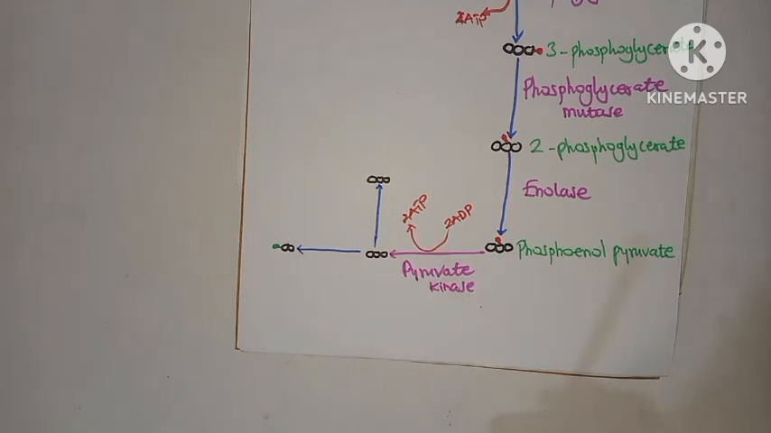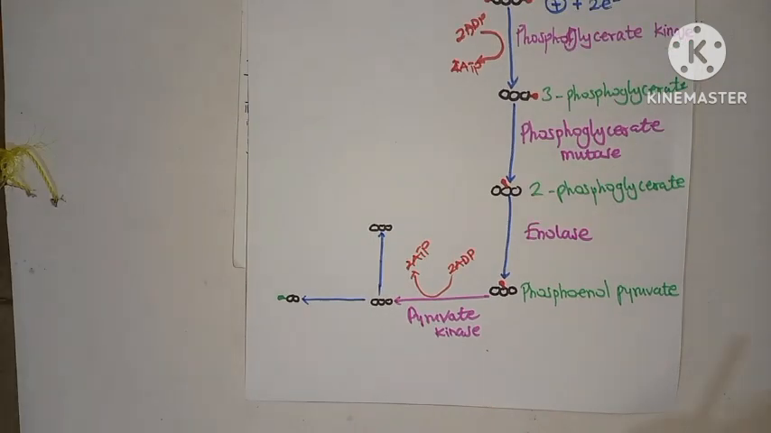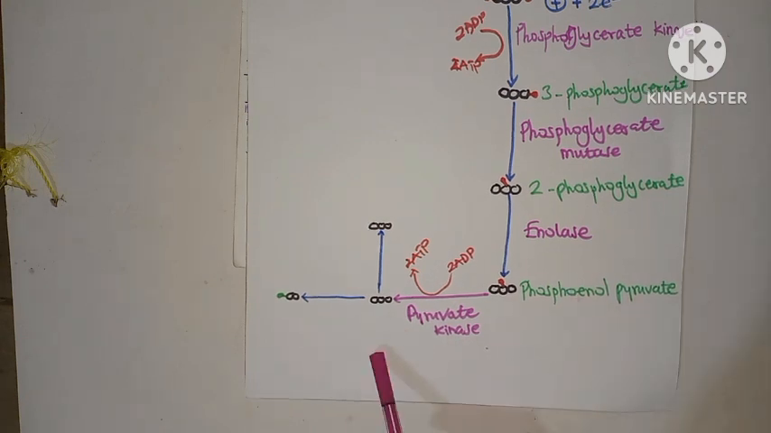One was from glucose to glucose 6-phosphate, and the other was from fructose 6-phosphate to fructose 1,6-bisphosphate, and the last one is from phosphoenolpyruvate to pyruvate. So these are the irreversible reactions in glycolysis.